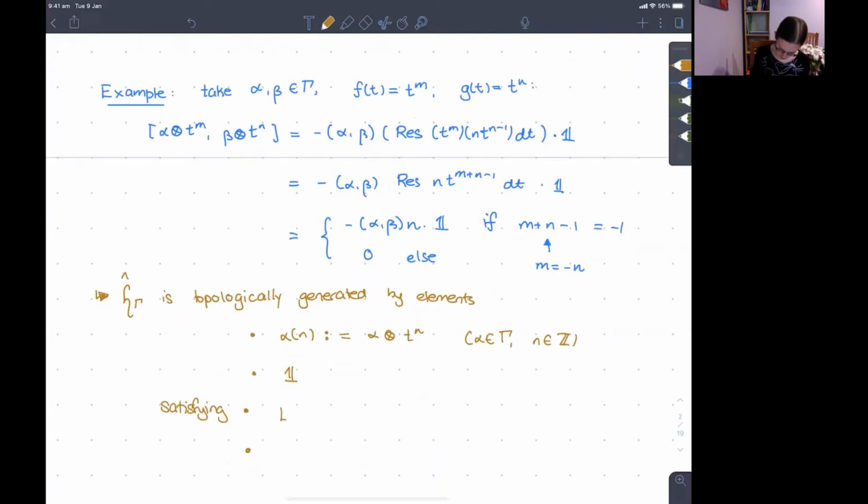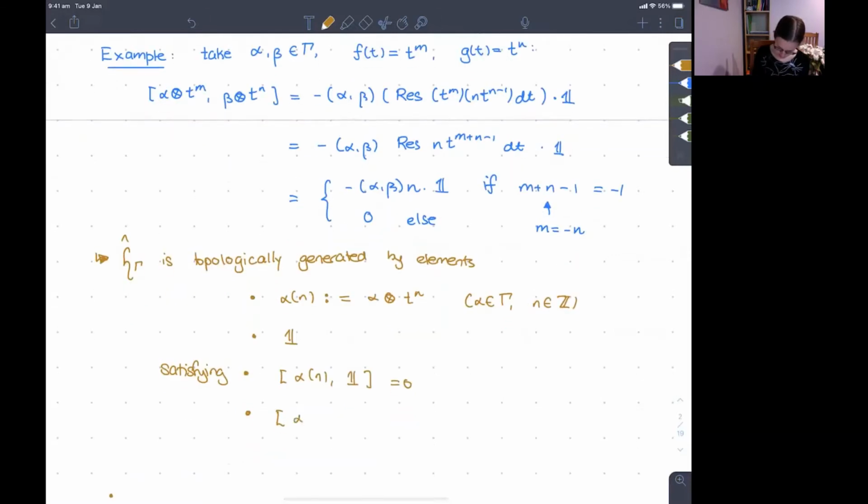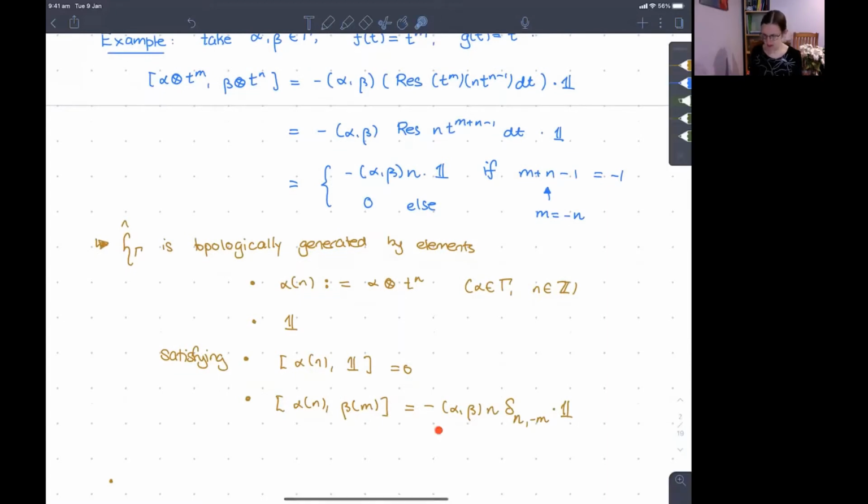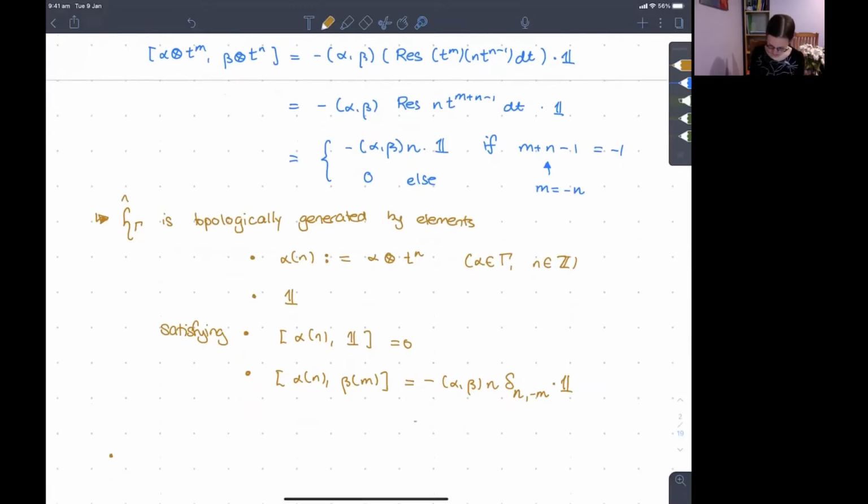satisfying the relations that the alpha n's commute with 1, and we just calculated what happens when we bracket an alpha n with a beta m. So we get minus alpha beta times n times the Kronecker delta. And because m is now equal to minus n anytime this is not 0, we can replace the minus n by an m. So we don't have a sign. Okay, so that's a presentation by generators and relations.